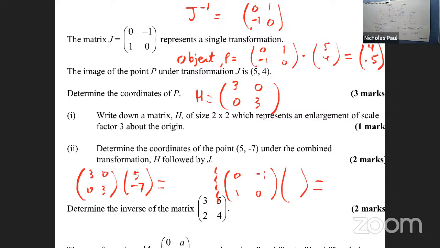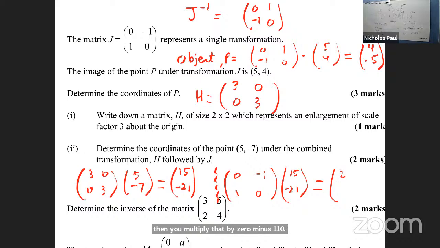Right, multiply it out. Let's see what you got. I am getting (15, -21). So you get 3 by 5 is 15, 0; 3 by 7 is 0, minus 21. So I got (15, -21). And then you multiply that by the matrix with 0, -1, 1, 0. So my final answer is (21, 15).